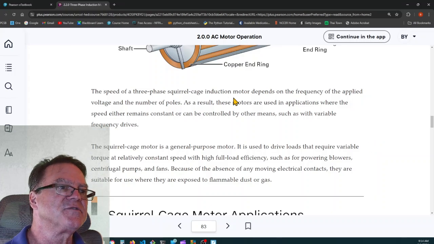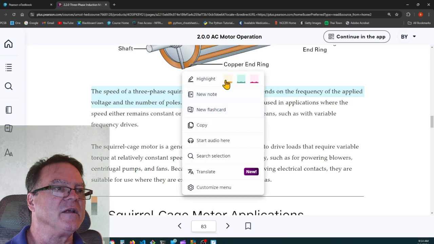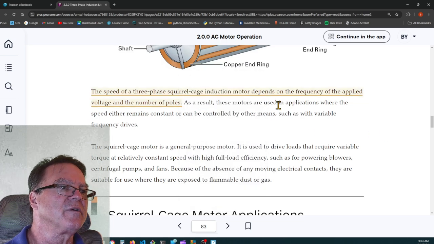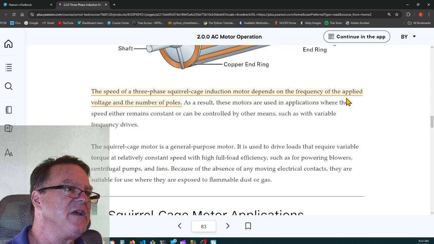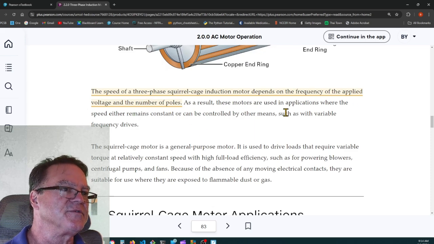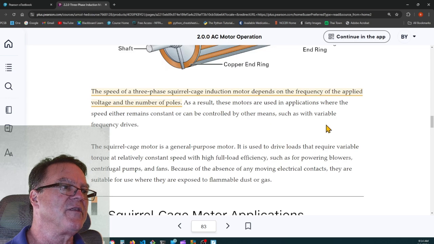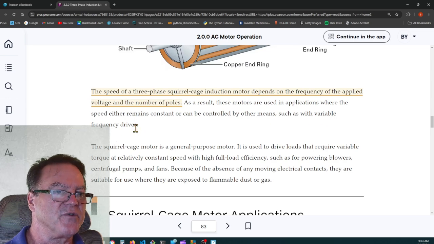The speed of a three-phase squirrel cage induction motor depends on the frequency of the applied voltage and the number of poles. There you go. There's a highlight. Speed of a three-phase squirrel cage induction motor depends on the frequency and the number of poles. As a result, these motors are used in applications where the speed either remains constant or can be controlled by other means, such as with a variable frequency drive.